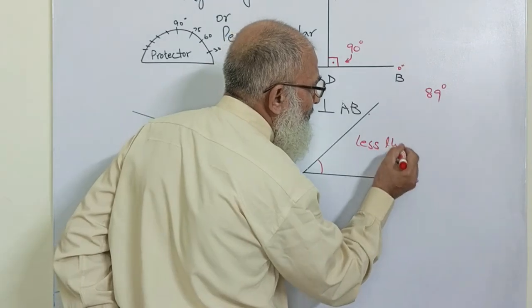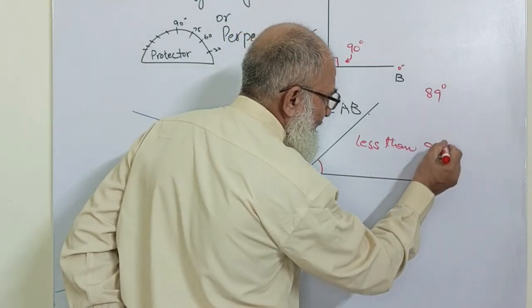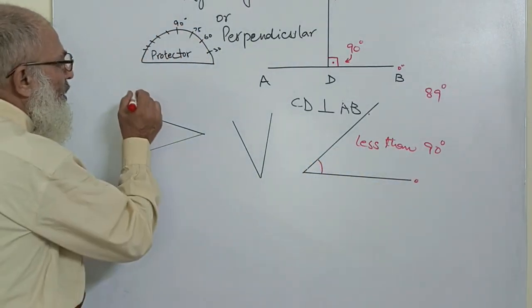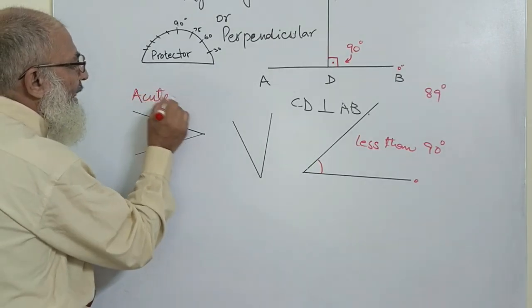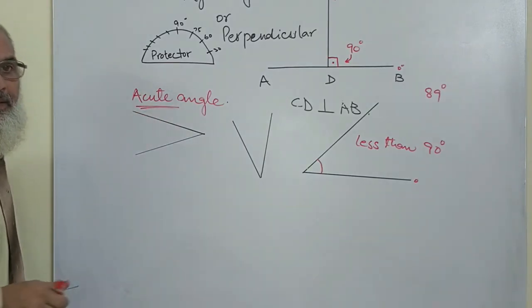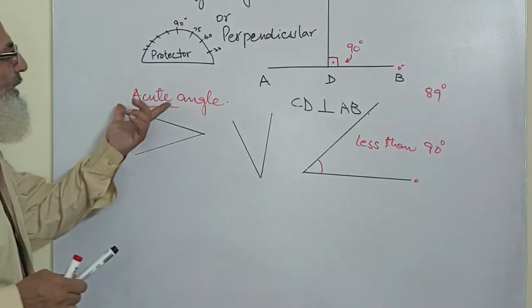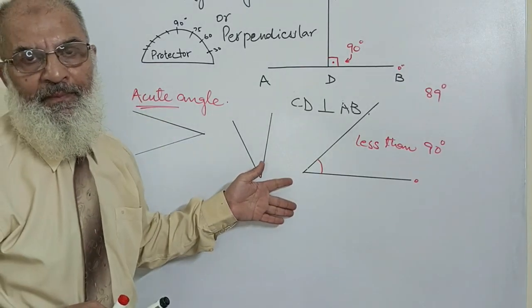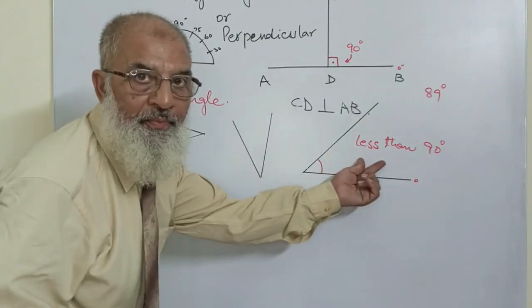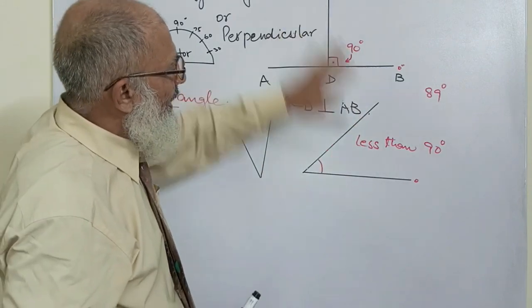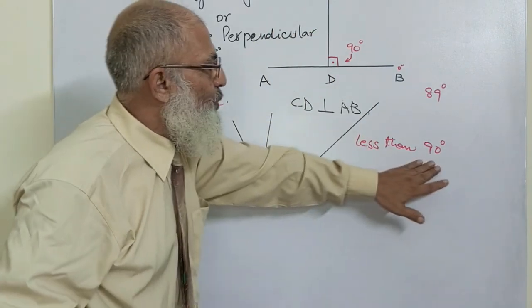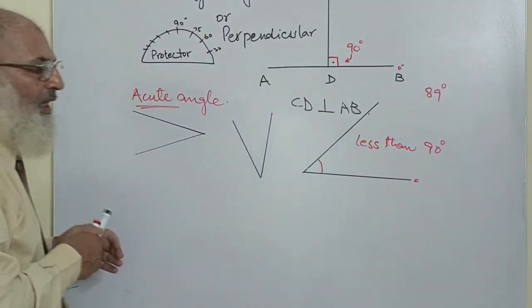An angle which is less than 90 degree is called acute angle. And as the name implies, acute means less. In medical terms, it is also used somehow in the sense of less. So an angle which is less than 90 degree is called an acute angle.